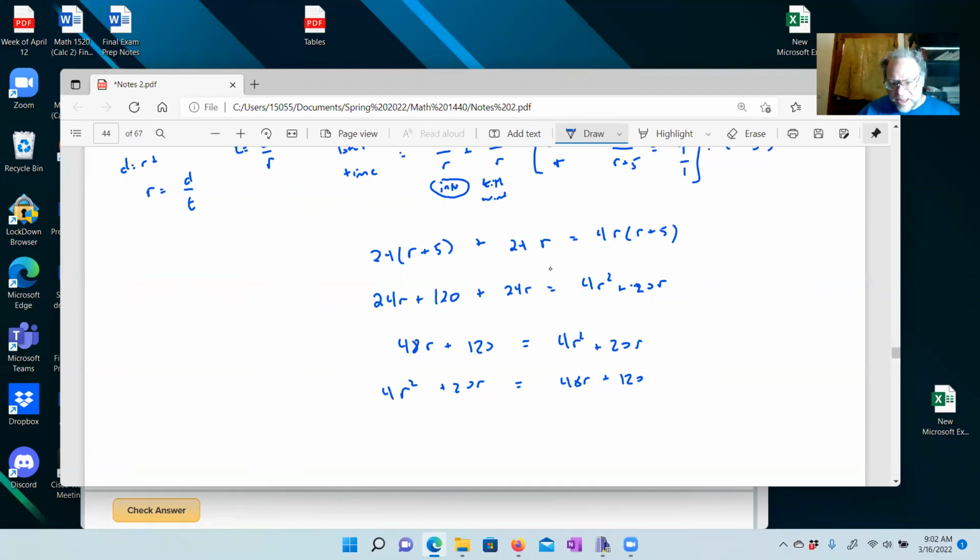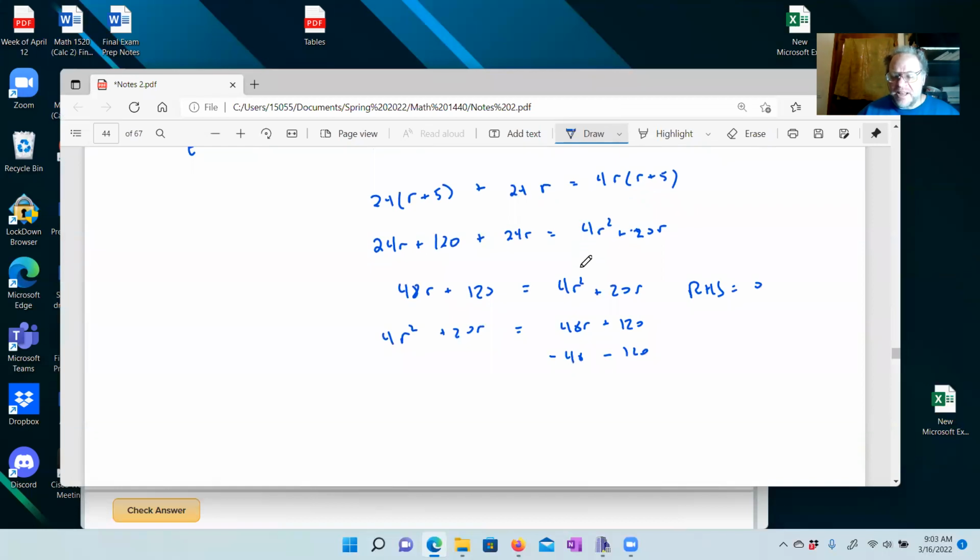Okay, so next thing we have to do is it's a quadratic. So really what we want is the right-hand side to be 0. Okay, if it's a linear thing, like there's only r's, there's no r squareds, it's okay to just have r stuff equals other stuff and solve. But if you have a quadratic, you really want the right-hand side to be 0, because when we factor, we're going to be able to use the zero factor principle. Later in the class, when we use the quadratic formula, this is a requirement. Okay, so we're just going to subtract 48r and subtract 120.